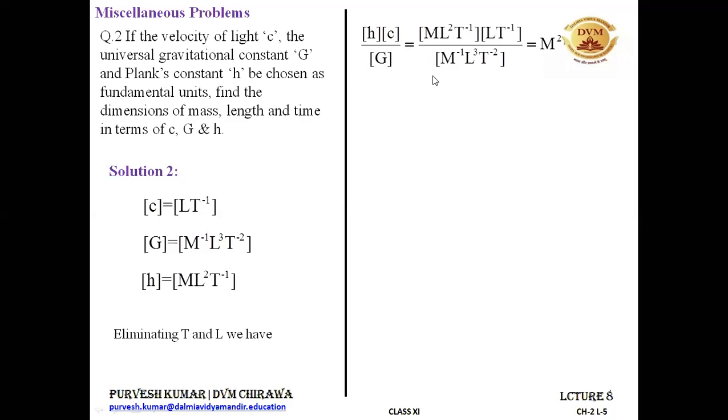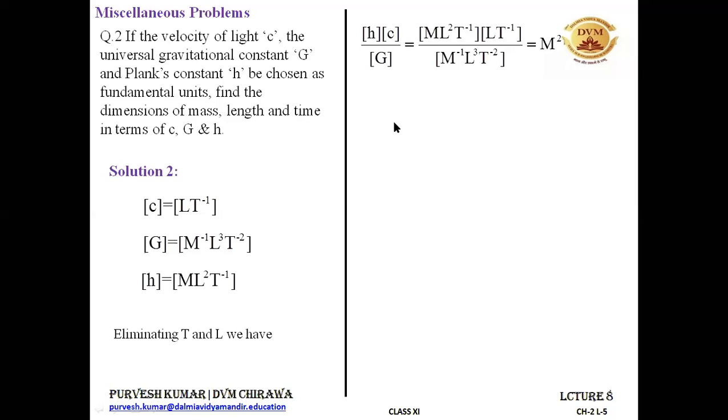All right, Chaitanya, I hope I'm clear. Okay, fine. So hc by G gives you M squared, but you have to find the dimensions of M. So what will you be doing? Take the square root on both sides, isn't it? If you are given x squared, how do you find x? Take the square root. Similarly, we have found the dimensions of M squared in terms of h, c, and G. In order to find M, we have to take the square root.